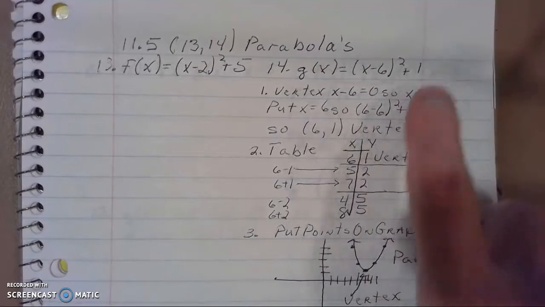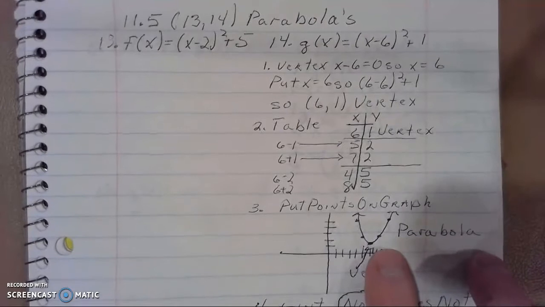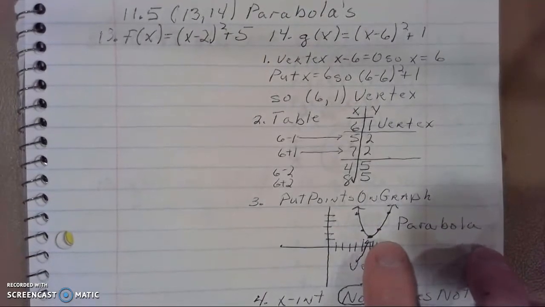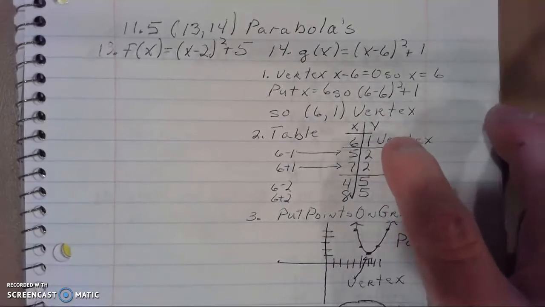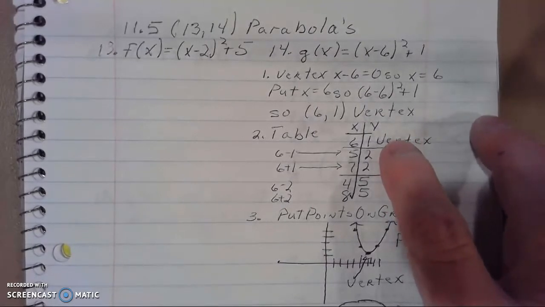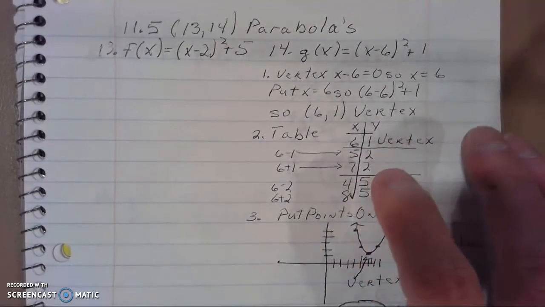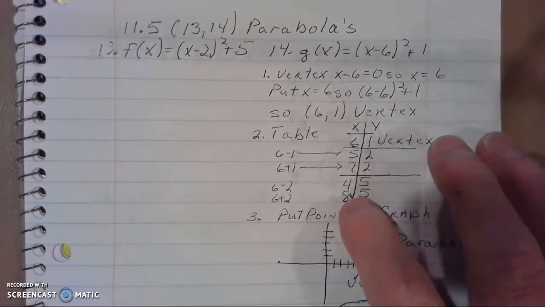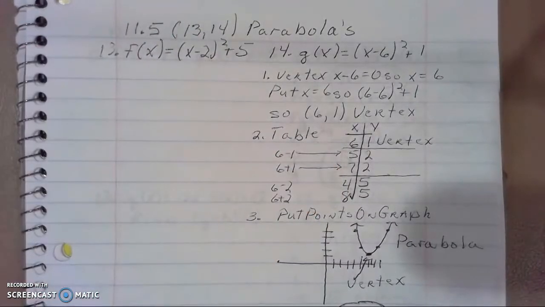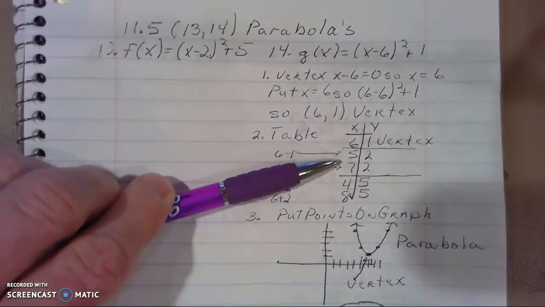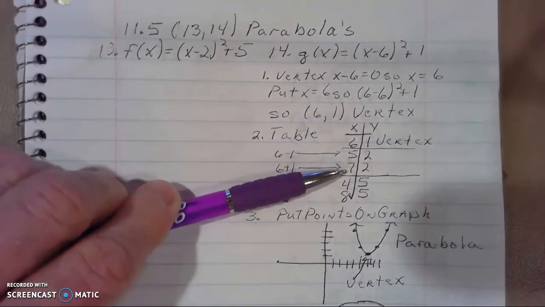Then you put that 6 back in there. 1 is the y-coordinate that goes with it. So this point right here, the vertex, is 6, 1. What we need to do is find points on both sides of that vertex. To the left of it, we're going to have 5 and 4. To the right of it, 7 and 8. 5 and 7, notice, are just 1 point either way from the 6. 5 is 1 to the left, 7 is 1 to the right.